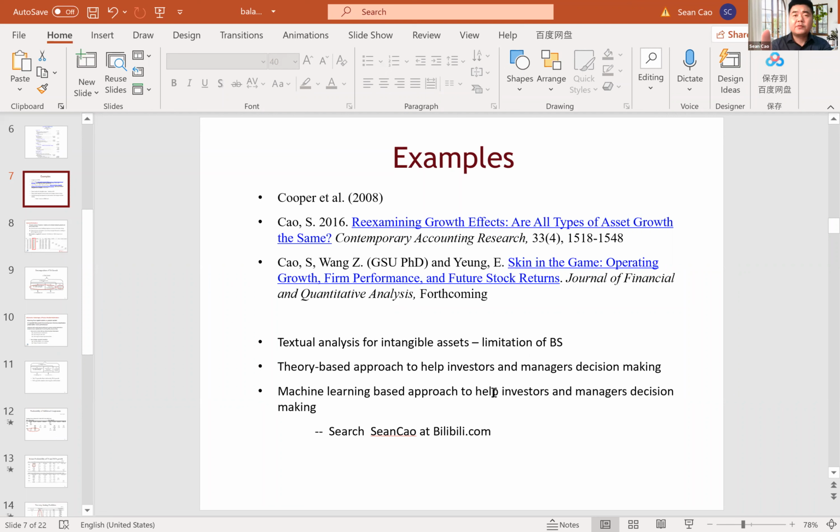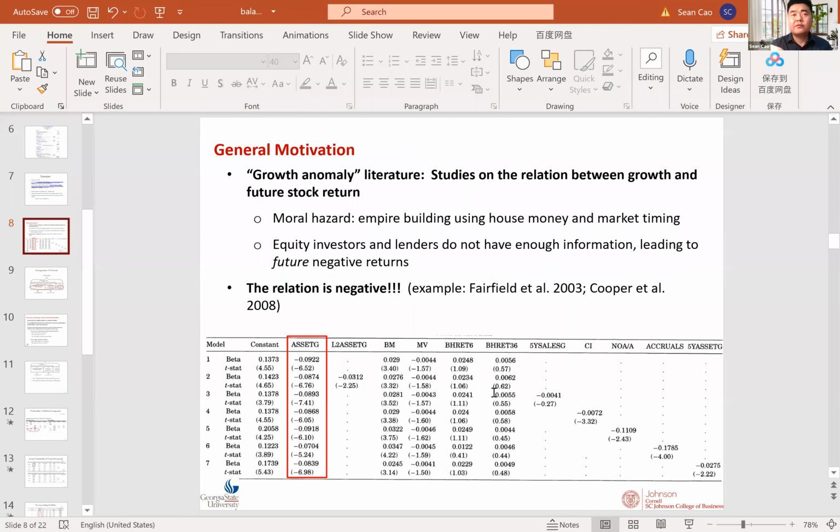You guys remember before the break, we said we have two approaches. One is a theory-based approach to analyze the data. Another one is a machine learning-based approach to analyze data. Let's do the theory-based for most of the analytics. We'll also talk about the machine learning-based. So since it's theory-based, let's look at what theory we have to analyze the balance sheet.